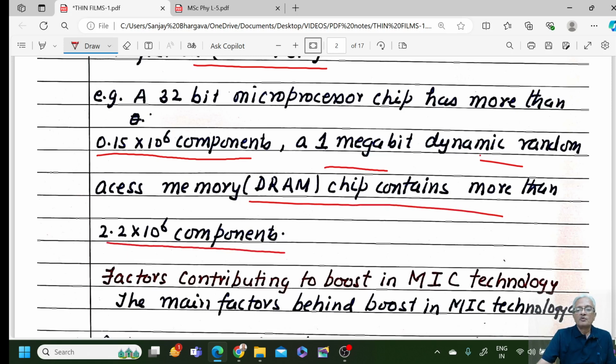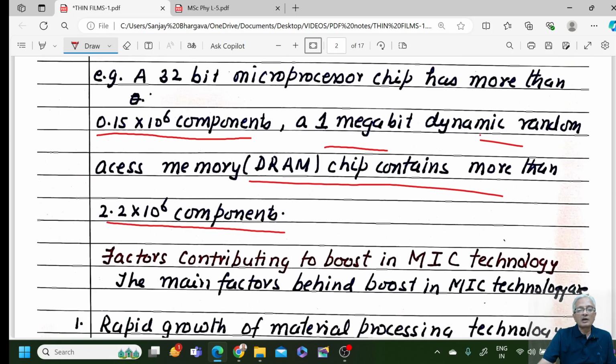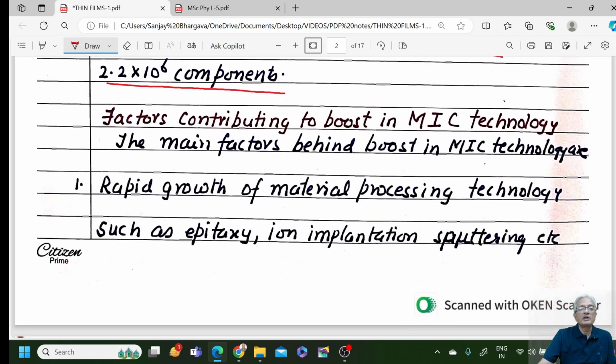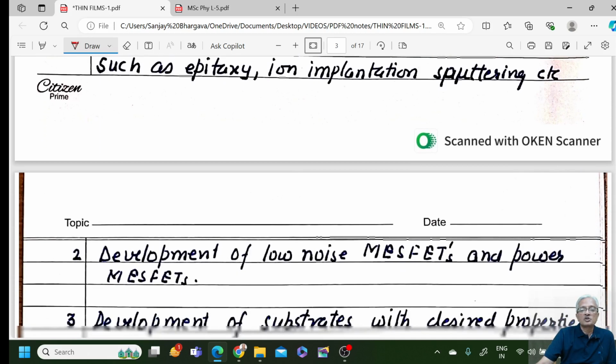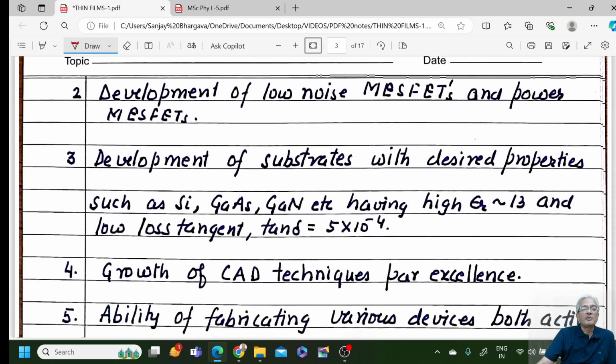Now we would like to know what are the factors contributing to the boost in MIC technology. The main factors behind the boost in MIC technology are rapid growth of material processing technology such as epitaxy, ion implantation, sputtering and so on. Development of low noise MOSFETs and power MOSFETs.